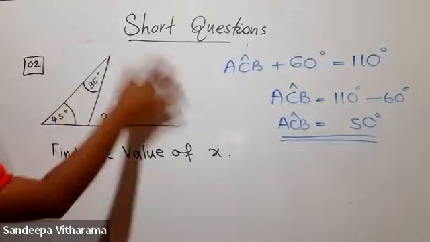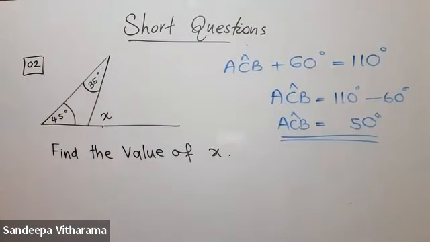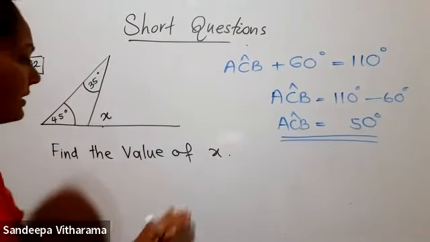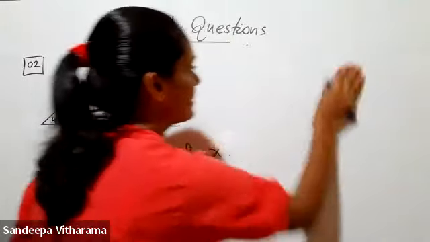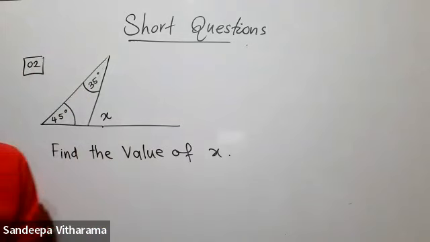Okay, now here there is a diagram given and you have to find the value of x. Then let's see how we do this calculation. Now you can identify that here this angle x, okay?